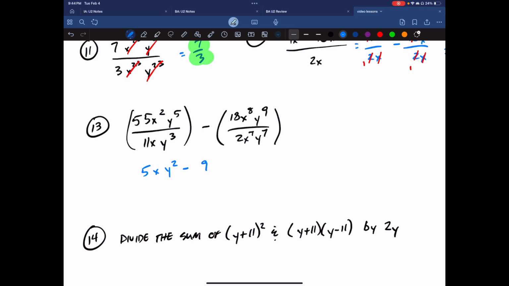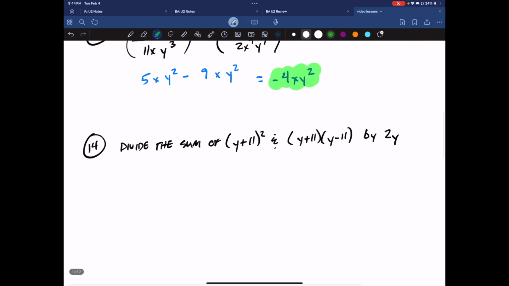Minus, right, 18 over 2 is 9. X to the eighth over x to the seventh is just x. And then y to the ninth over y to the seventh is y squared. Now I have like terms. And so 5 minus 9 is negative 4x y squared. Okay. So it looks complicated, but if you take it one step at a time, you'll find that it's actually not that bad.